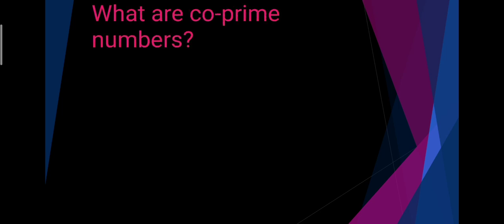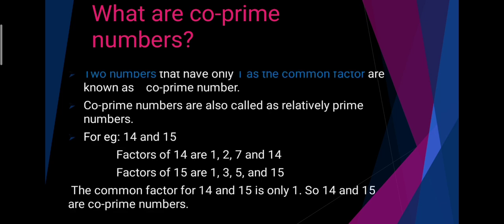Now what are co-prime numbers? Two numbers that have only 1 as the common factor are known as co-prime numbers. They are also called relatively prime numbers. For example, 14 and 15. The factors of number 14 are 1, 2, 7 and 14. The factors of number 15 are 1, 3, 5 and 15. So the common factor of 14 and 15 is only 1. Therefore, they are co-prime numbers.